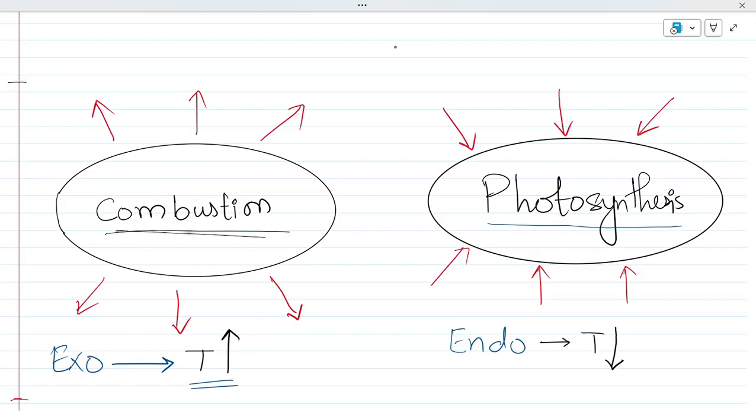So these are two examples, but if we talk about the temperature change, it is applicable to all exothermic reactions, in which the temperature of the surroundings is increased, and the temperature of the surroundings is decreased for all endothermic chemical reactions.